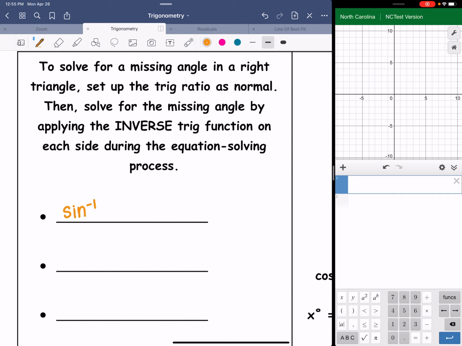So sine inverse is typically used when you're looking for a missing angle and you have the opposite and the hypotenuse information. So sine inverse is used to find x degrees, using the equation x equals sine inverse of opposite over hypotenuse.